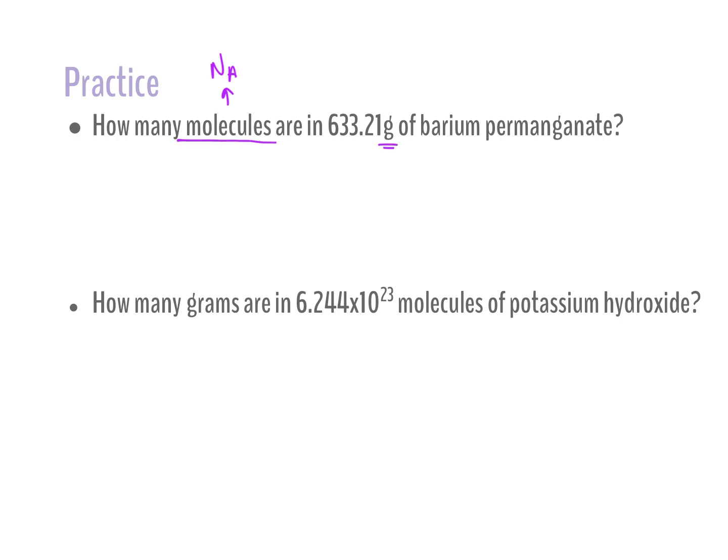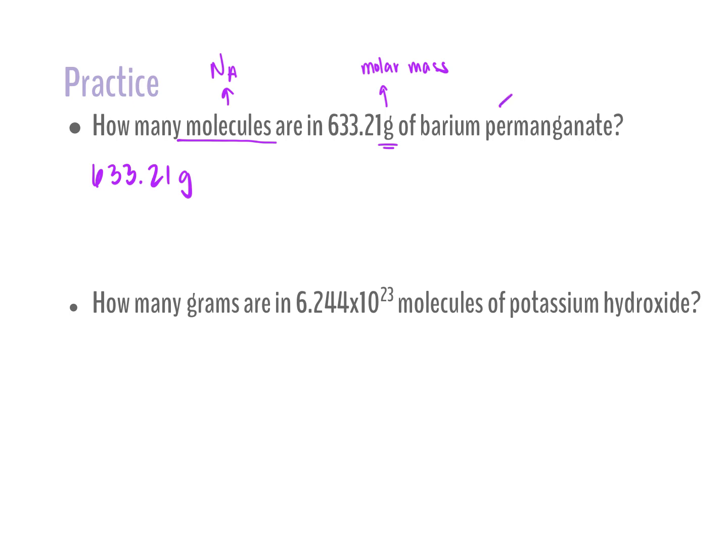And what would I use if I have grams? I'll need the molar mass. So I'm going to have both of them to help me solve this problem. It mentions both molecules and grams. I'm going to need them both. Okay? So let's start with what we know. 633.21 grams. Do I need to know the formula for barium permanganate? I do, because I'm going to need its molar mass.